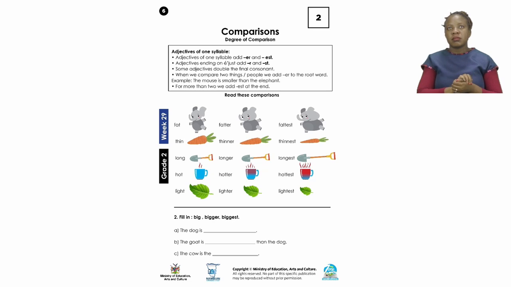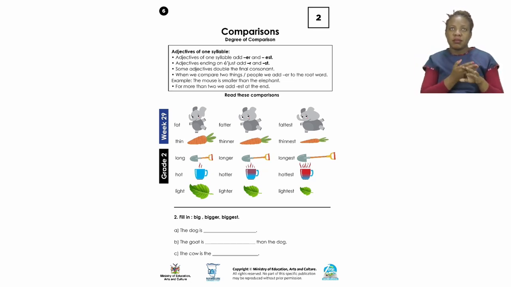And when we compare two things or people, we add an ER to the root word. There you see there's an example. It says, the mouse is smaller than the elephant. Okay, so we can now look at all these pictures and compare them with each other. Now I want us to look at the first example.